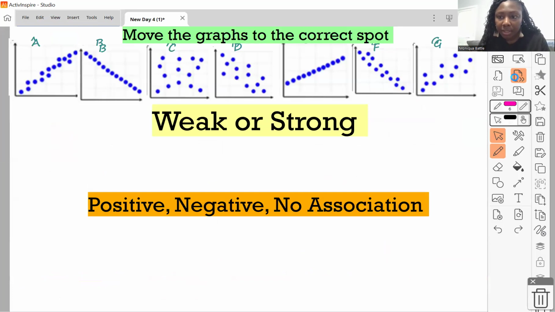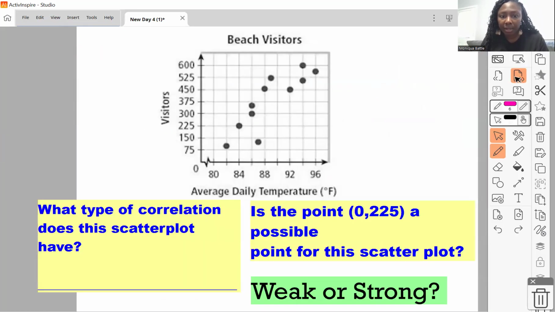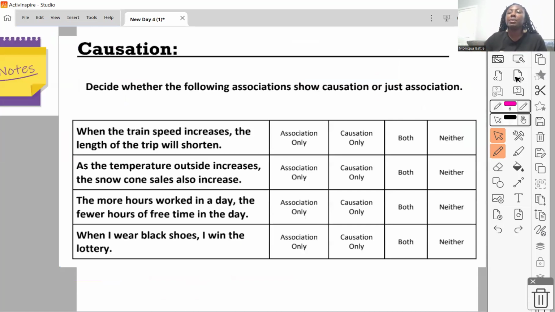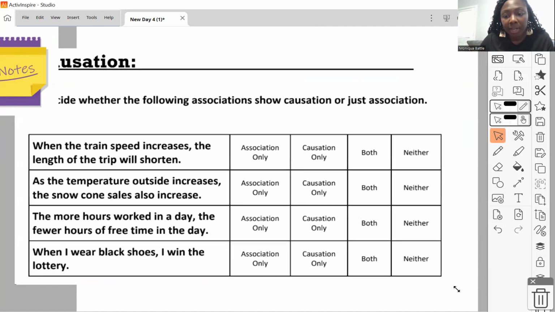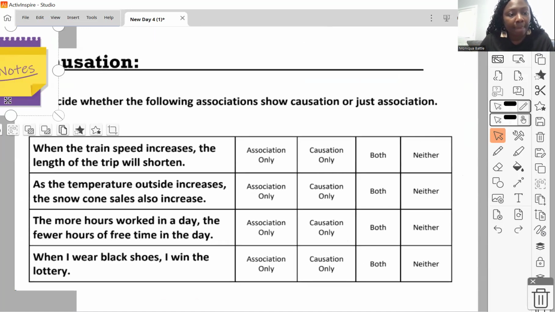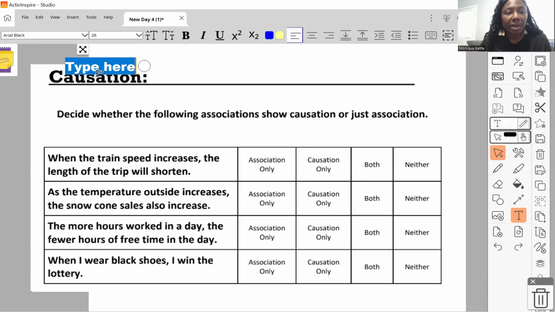We already did all this yesterday. Causation. Nope, not yet. Here's the causation notes, okay? So notice there's not any numbers, there's not a scatter plot. However, causation still goes with it because there's 4 different statements right here. And these statements could be positive, negative, or no correlation. However, we need to also be able to tell if it's a causation or not, okay?